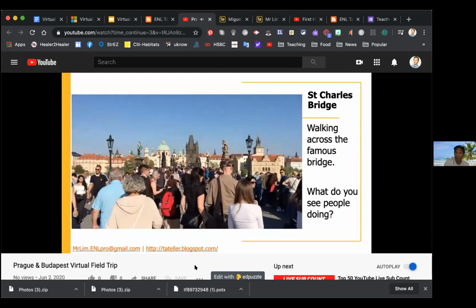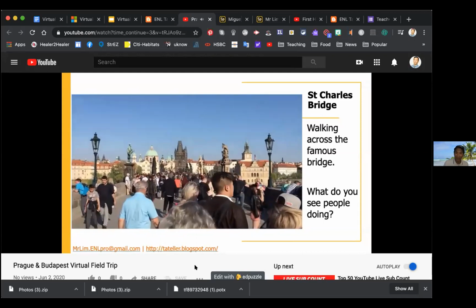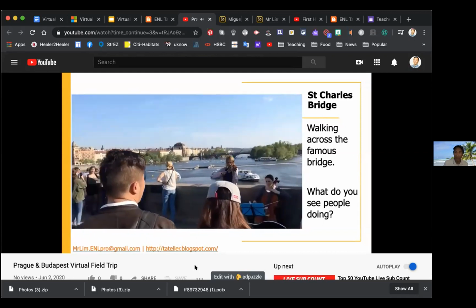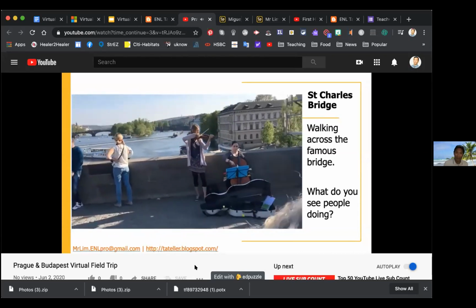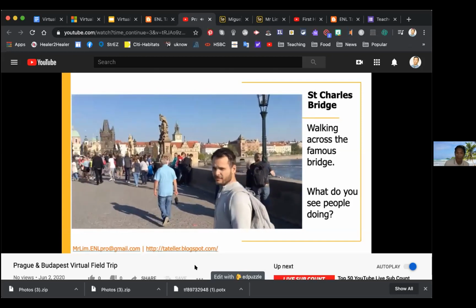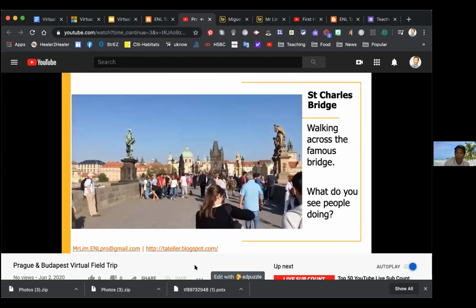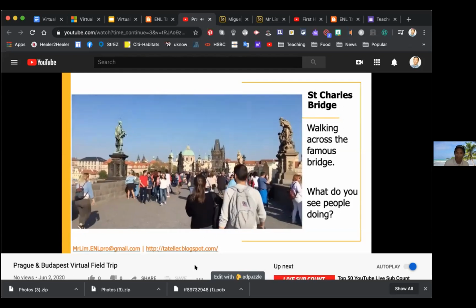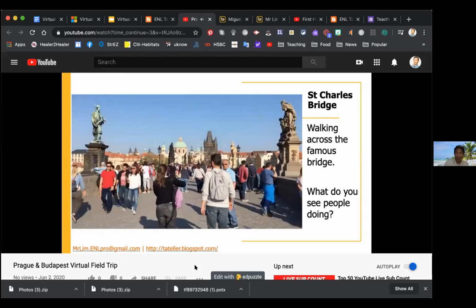I took a short clip of walking across the Charles Bridge. And my simple question is, what do you see people doing? These questions are good for the beginning ELs, like they can say something in the present progressive, like they're playing music, they are walking, they are holding hands. It's a sunny day, which isn't progressive, but it's also practice on the weather and just seeing things, people moving around, more dynamic than just a slide.